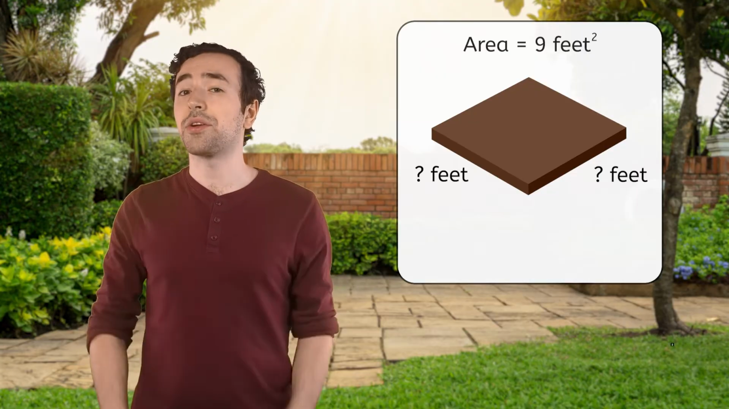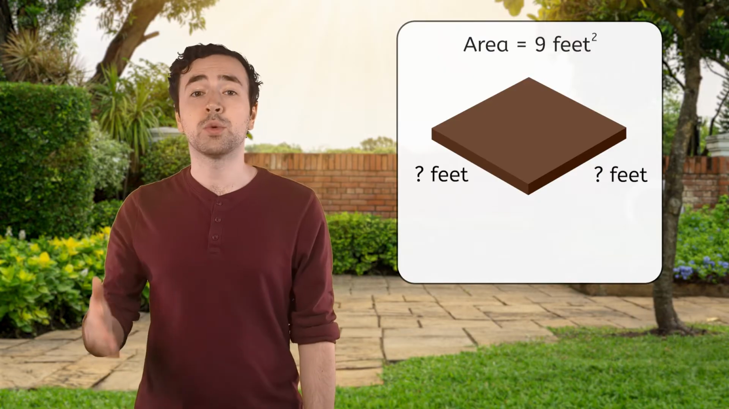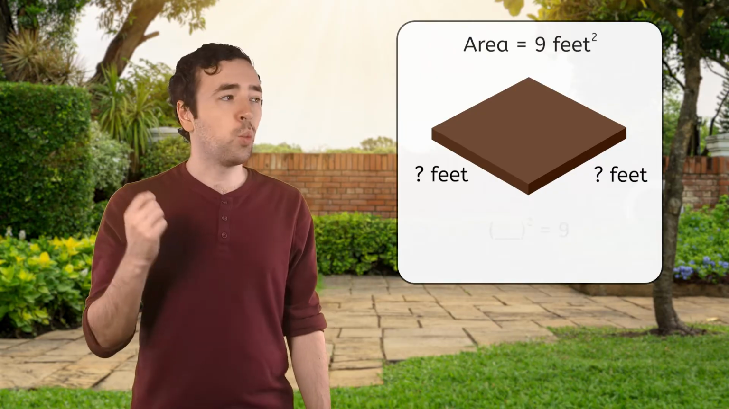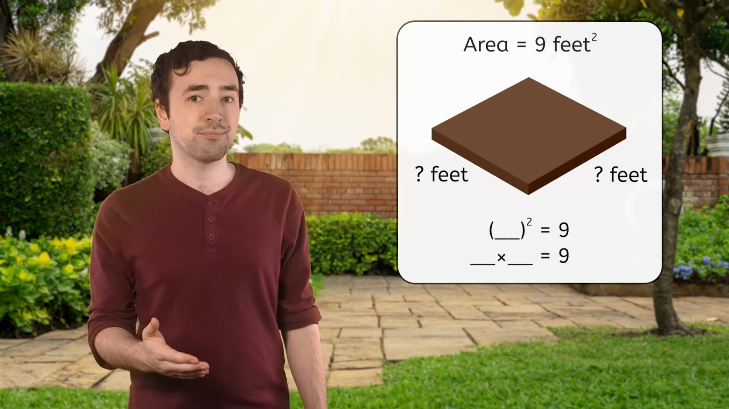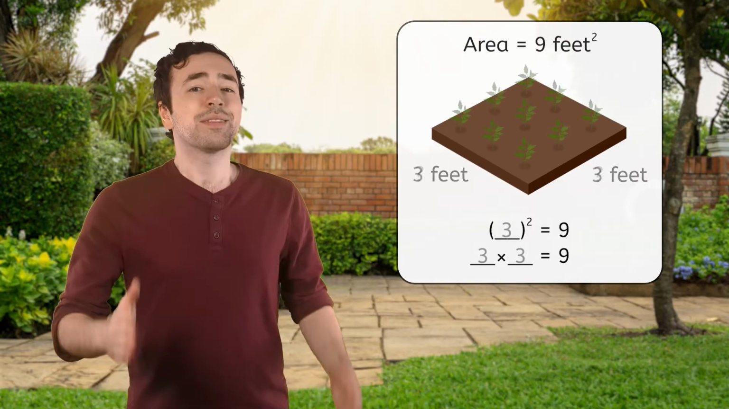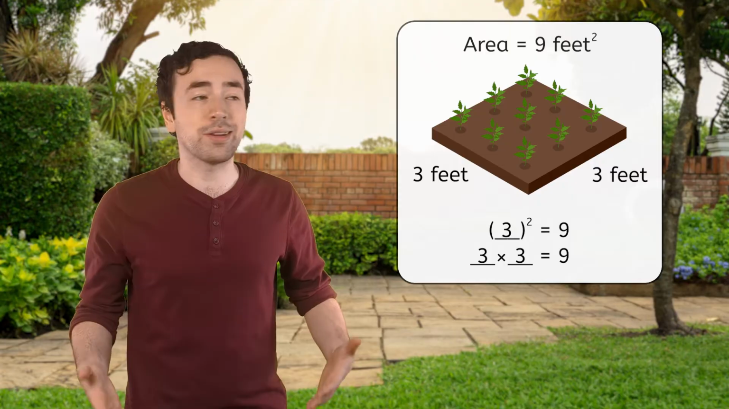Pause the video and write down your thoughts in the guided notes. Area equals side length squared, so what number squared, or multiplied by itself, equals 9? It's 3. The sides of my garden should be 3 feet long because 3 times 3, or 3 squared, equals 9 square feet.